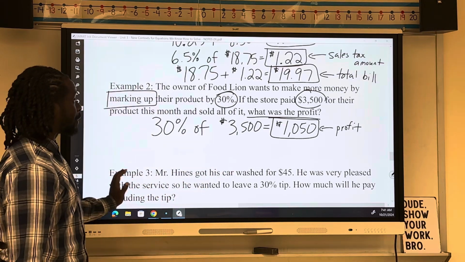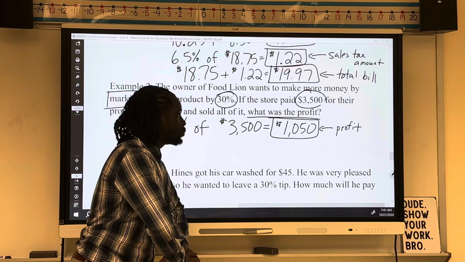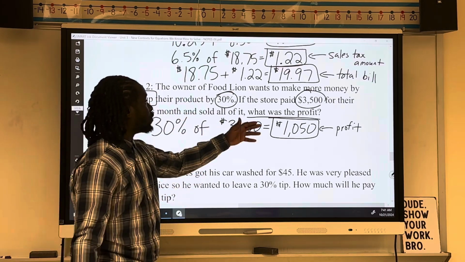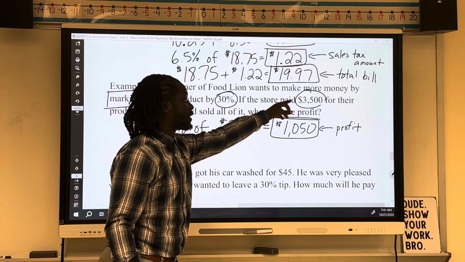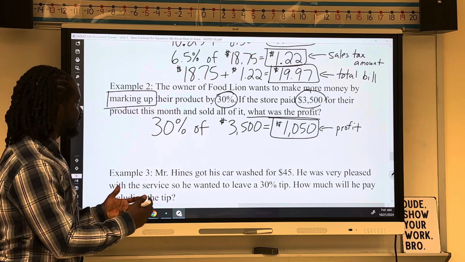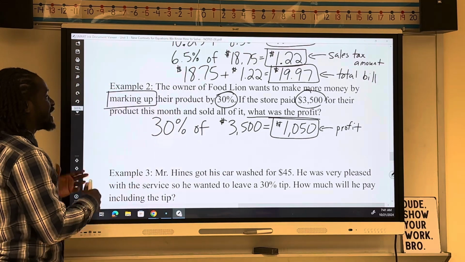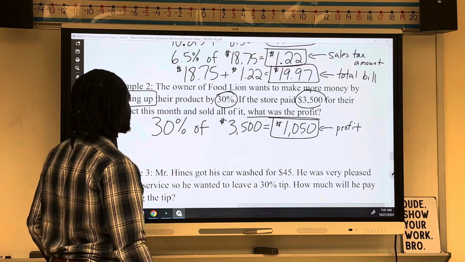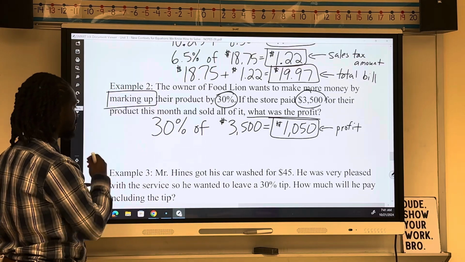If the problem asked how much would they be selling all of it for, it would be the total, the subtotal, and the profit or the markup amount, but it only asked for the profit. Okay, so that is just talking about the markup there.